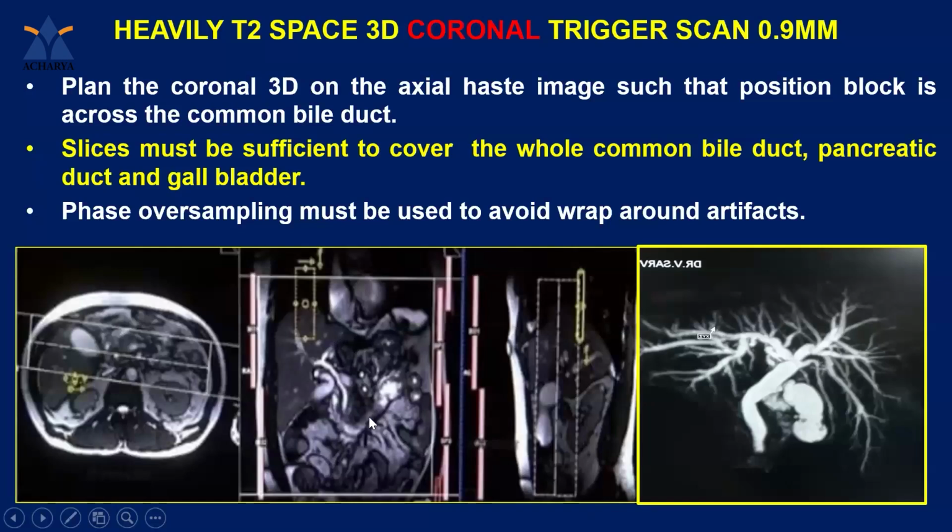Plan the 3D axial based images with the position block across the common bile duct and pancreatic duct. Slices must cover the whole common bile duct, pancreatic duct and gallbladder. Phase oversampling must be used to avoid wraparound artifacts. Then you have to run the sequence.